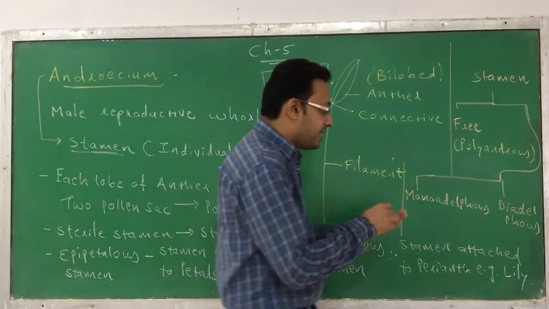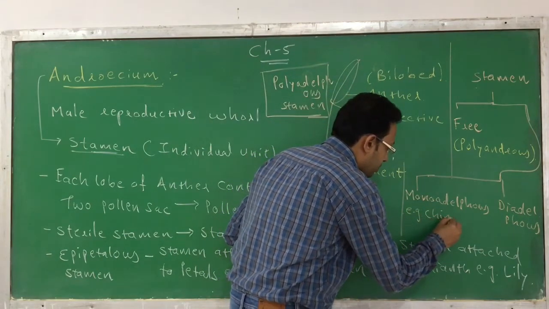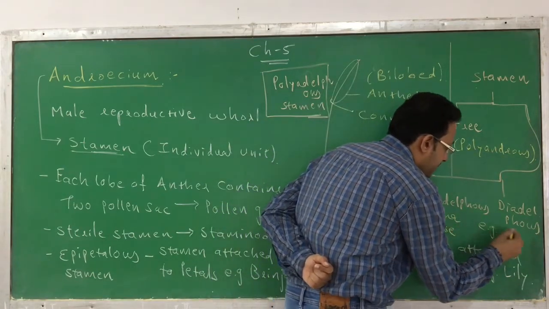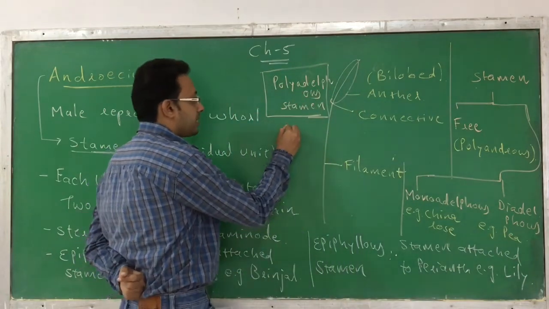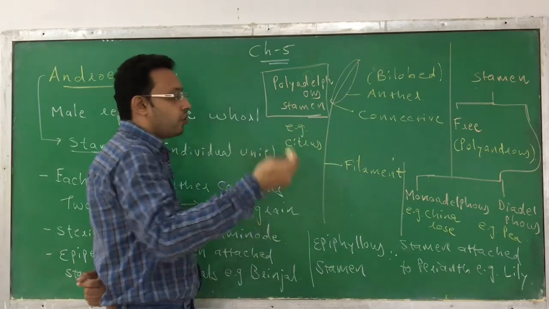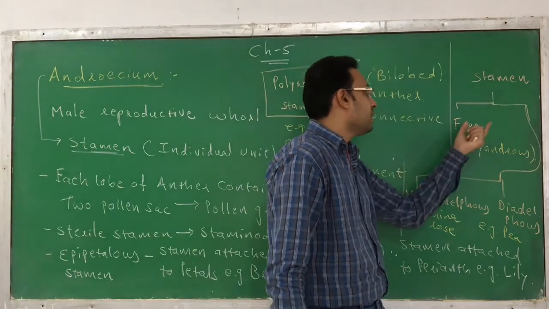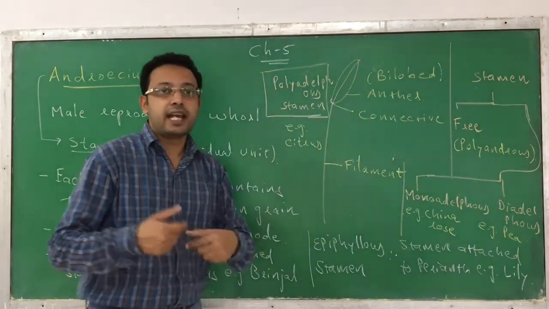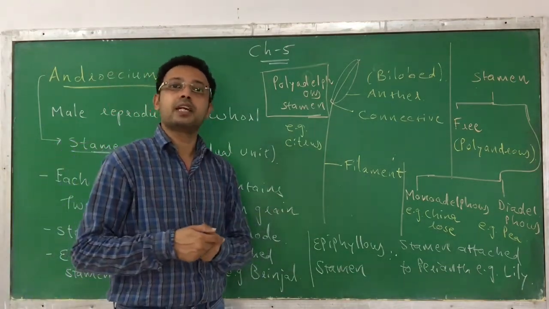This monoadelphous stamen is found in the case of China rose, whereas the diadelphous stamen you can find in a pea plant. And the polyadelphous stamen you can find in citrus plants like lemon, orange, etc. These are the citrus plants. So the stamens present may be either free or form a bundle, and in the bundle, either a single bundle, two bundles or more than two bundles are present.